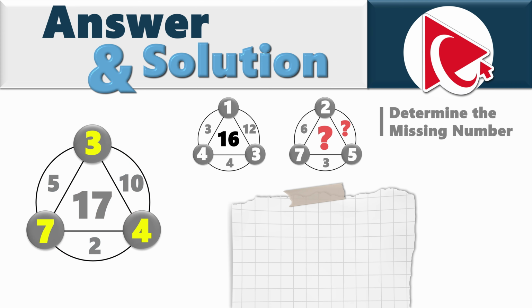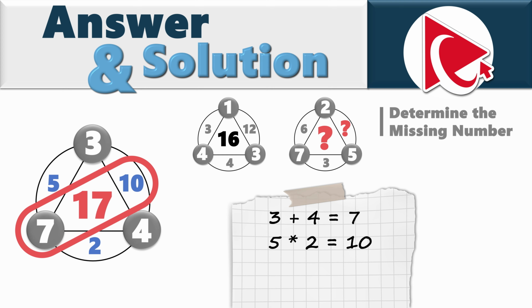If you look closely at the numbers in small circles, 3, 4, and 7, you can easily see that 3 plus 4 equals 7. Let's look at the numbers inside of the larger circle. 5 multiplied by 2 equals 10. You need to move counterclockwise here. 7 and 10 are results of the calculations. 10 plus 7 equals 17, which represents the middle number.